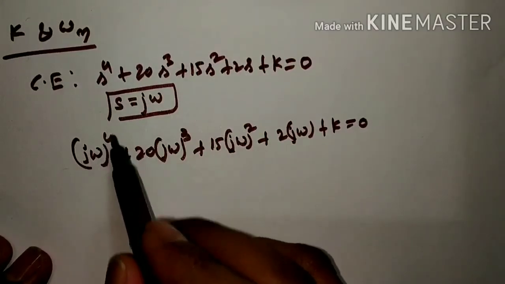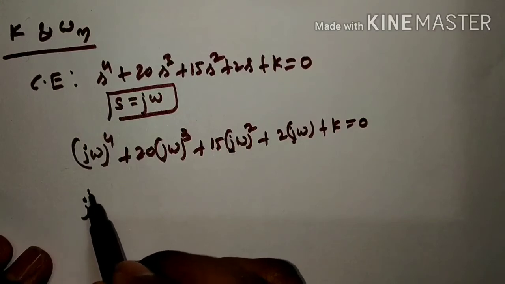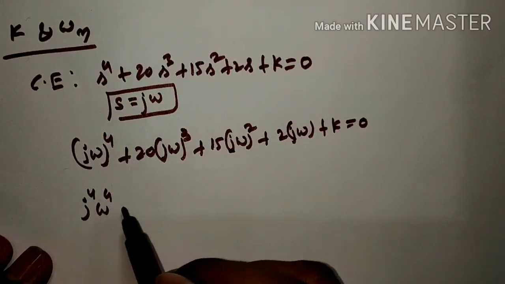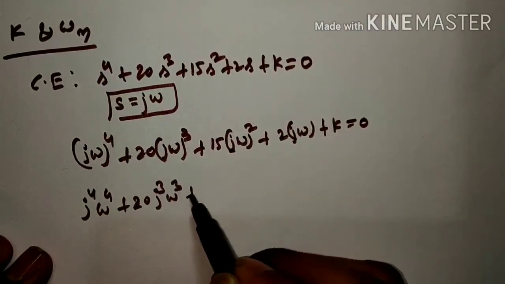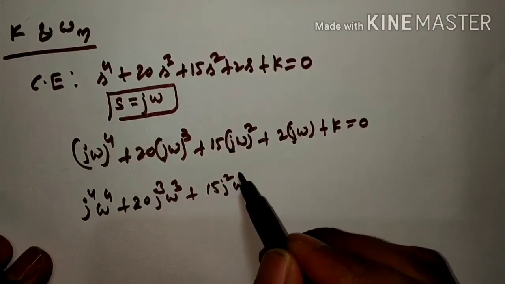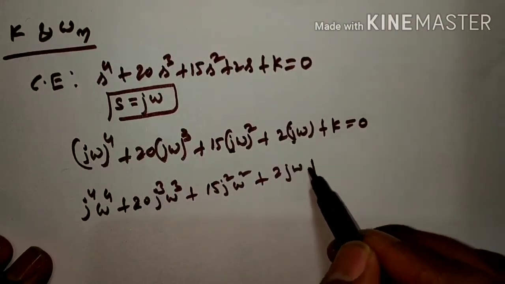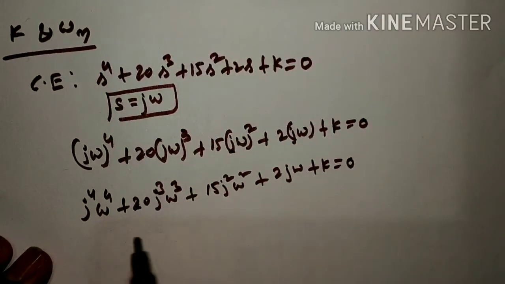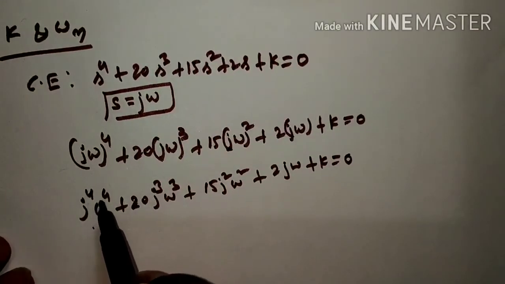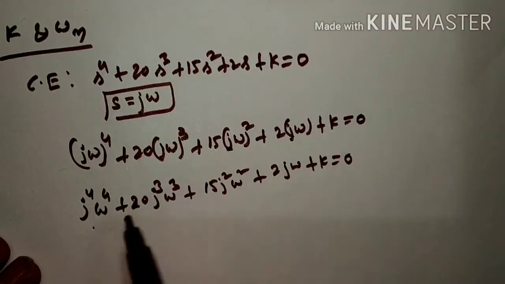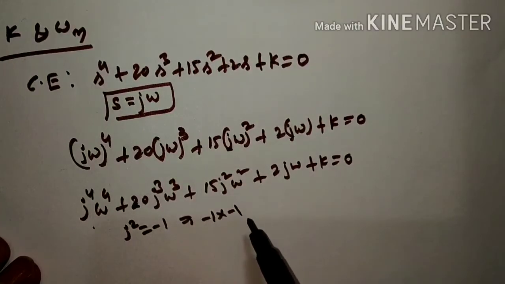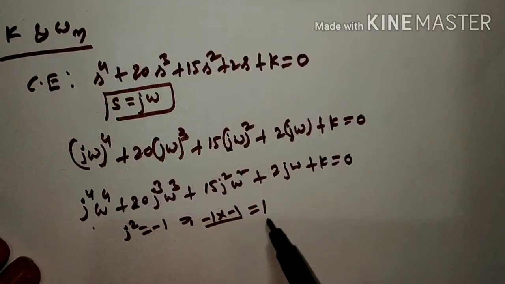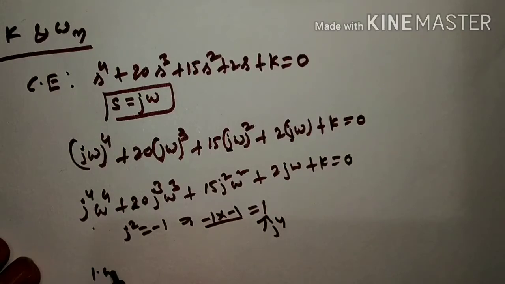So what happened? j^4 omega^4, 20 j^3 omega^3, 15 j^2 omega^2, plus 2 j omega plus K equal to 0, right? So what is the value of j^4? You know that j^2 is equal to minus 1, so minus 1 into minus 1 is how much? 1. It means j^4 is 1, so 1 into omega^4.